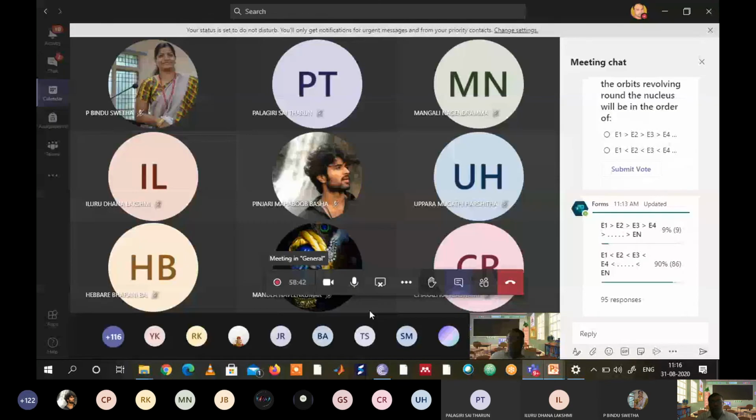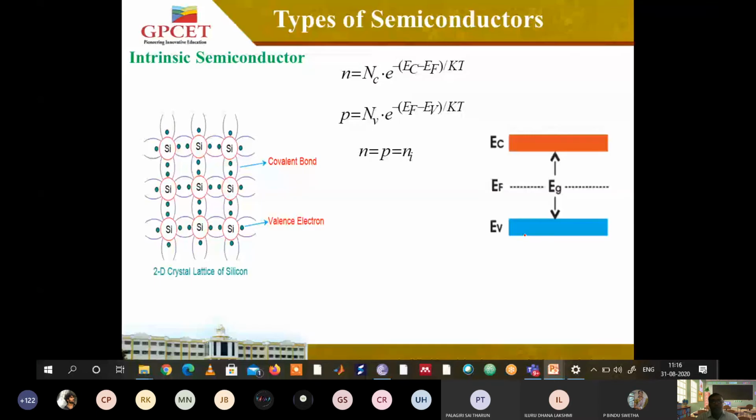We'll go with another topic, which is called types of semiconductors. As you already know, there are two types of semiconductors. One is intrinsic semiconductor, other one is extrinsic semiconductor. So what is intrinsic semiconductor? A semiconductor where there are equal numbers of holes and electrons is called an intrinsic semiconductor. And it is a very poor conductor of electricity because there are no extra electrons or holes present in order to form a current in the semiconductor.